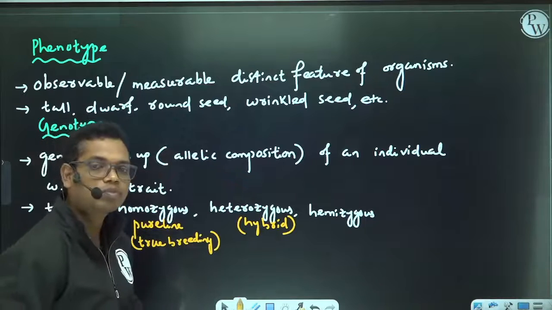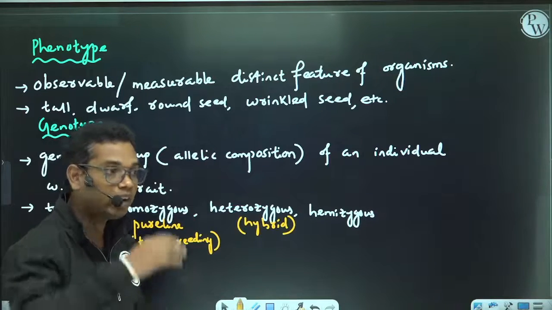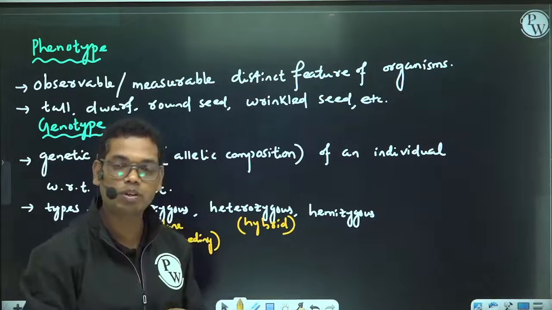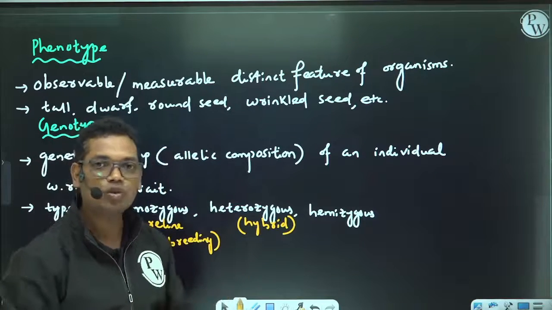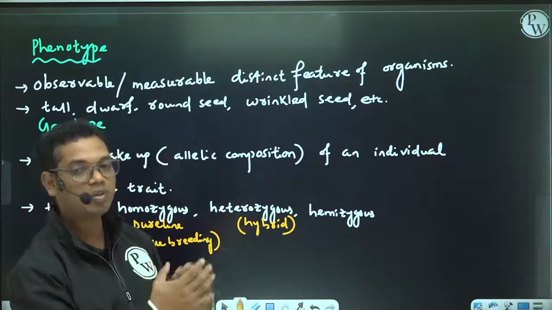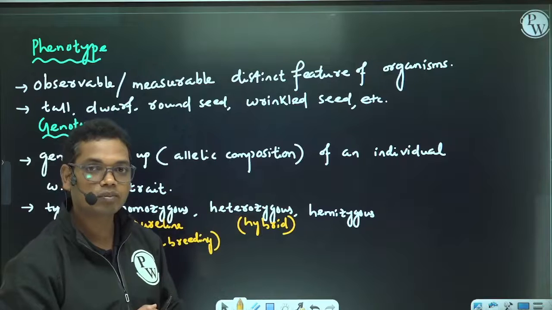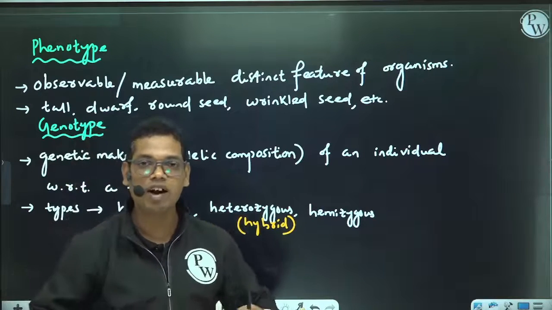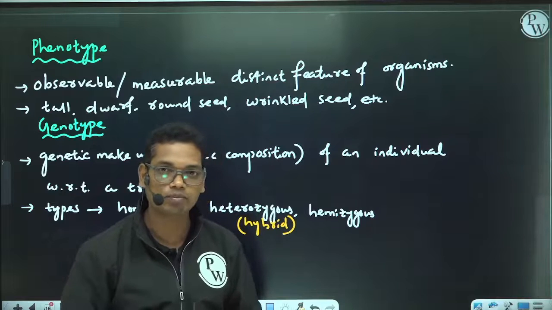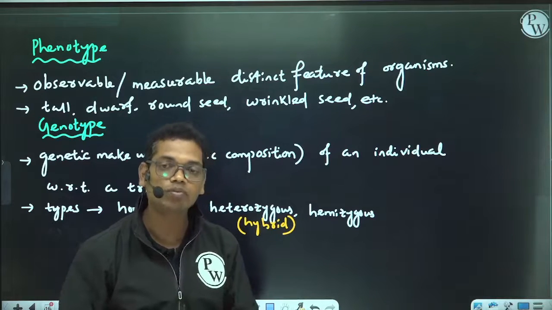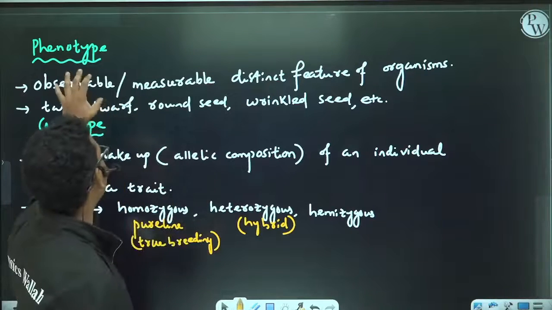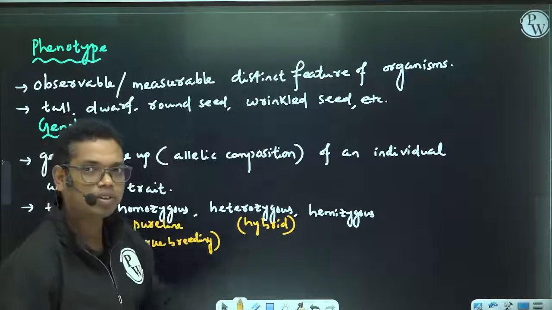For example, when I look at a pea plant, I can see, okay, this is tall pea plant. Okay, this one is dwarf pea plant. Okay, this person is white, this person is black. So I can observe them. This person is fat, this person is thin. I can weigh them, I can observe them, I can measure them. So those observable or measurable features of organisms are called as phenotype. I have written some examples here.